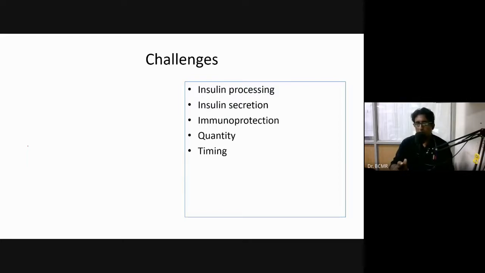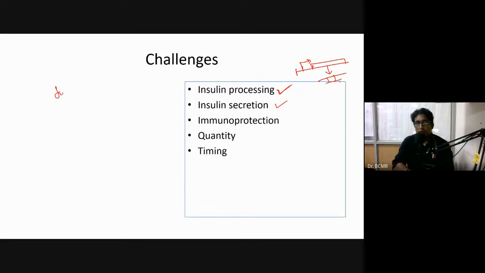Whatever solution we come up with should be able to produce insulin and process it, right? It should have the gene, and the gene should be expressed, and whatever is produced should be processed to form mature or completely formed insulin. The second thing is it should be secreted in time. I hope you have seen some people injecting insulin on a daily basis at regular times, right?